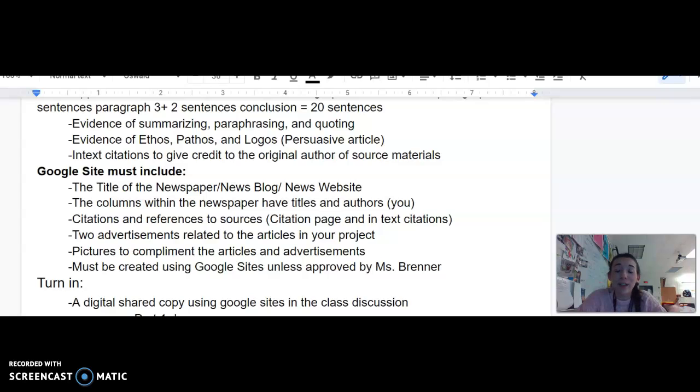You'll have 2 advertisements. So the ending part of this project is to come up with 2 advertisements related to the articles in your project. So you can get as creative as you want with these advertisements. Some people like to go for some humor. Some people like to be more serious with these advertisements. So for example, let's say you were reading The Landlady. Maybe you would have an advertisement for not so tasty tea. Or maybe if you were reading The Most Dangerous Game, you would have an advertisement for a cruise line that goes past a mysterious island. But you will have 2 advertisements related to your articles. You will have pictures to complement the articles as stated before, and we are using Google Sites.